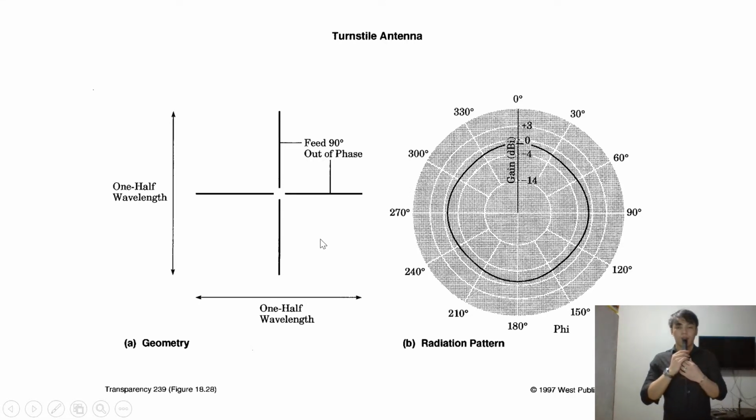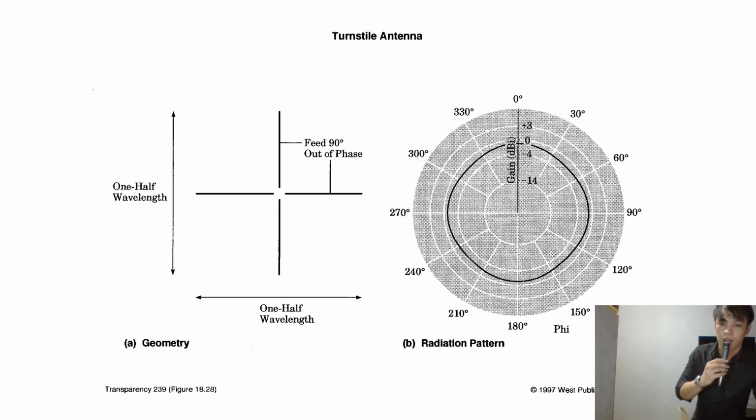So here, this is the turnstile antenna. This is the basic principle of a turnstile antenna. The first one is the geometry section, and the other one is the radiation pattern. This is the geometry pattern of a turnstile antenna, and this is the radiation pattern of a turnstile antenna.